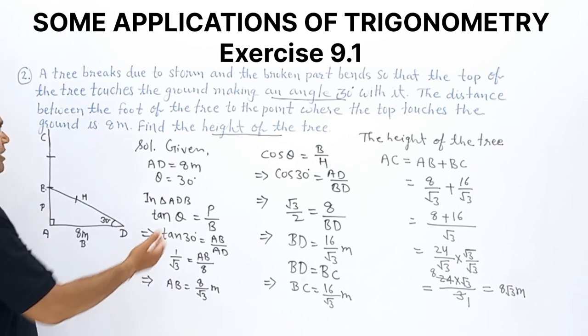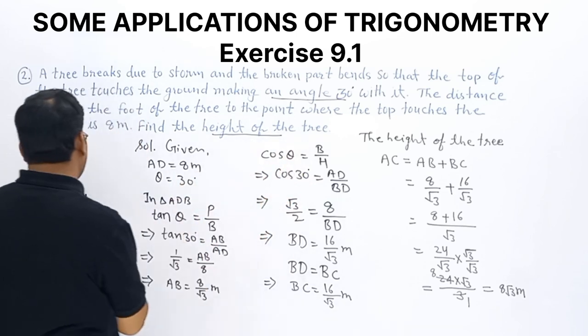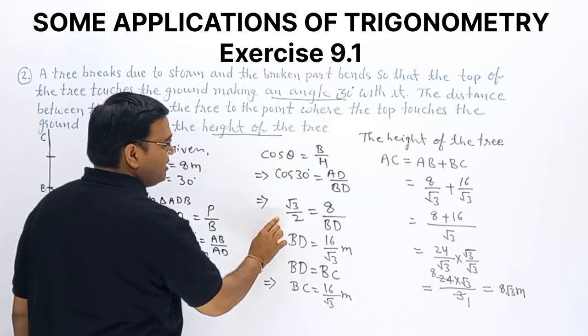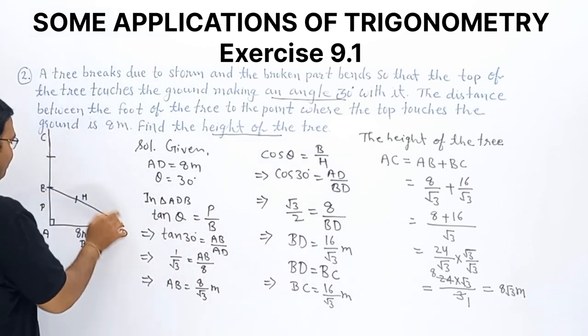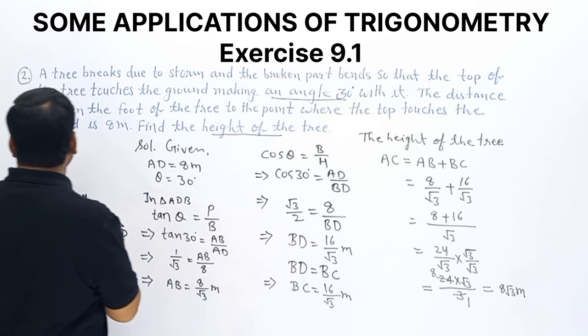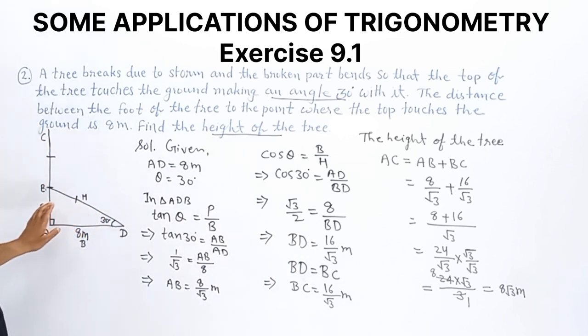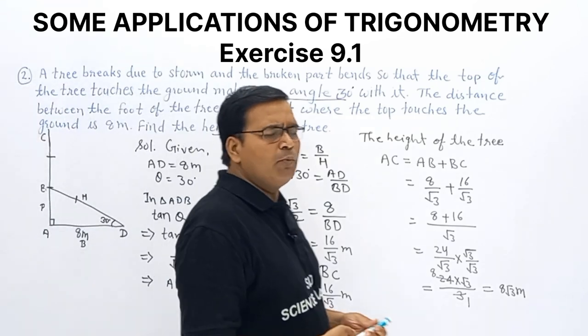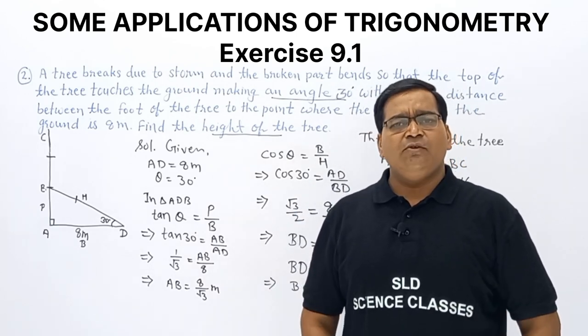So again we will use a trigonometric ratio: base upon hypotenuse is cos theta, and theta is 30 degrees. We have AD as the base. After solving, we get BD, the broken part, which is equal to BC. So we obtain BD and AB, and BD can be BC. Finally, the sum of this part and this part is the complete tree, the height of the tree. I hope you understand this question. It is an easy one. That's all about this question. Thank you so much.